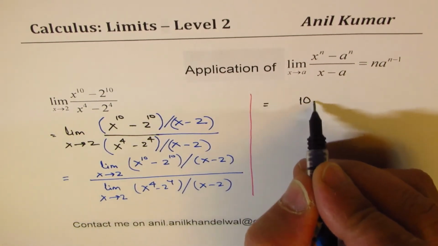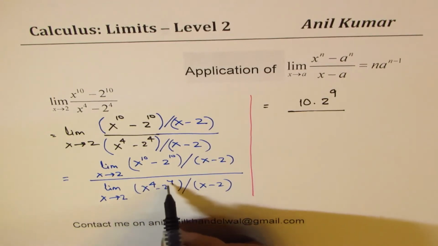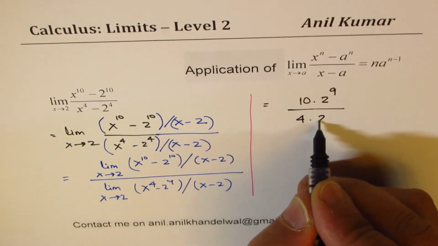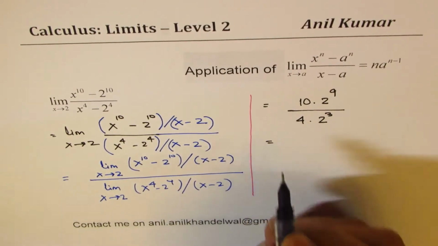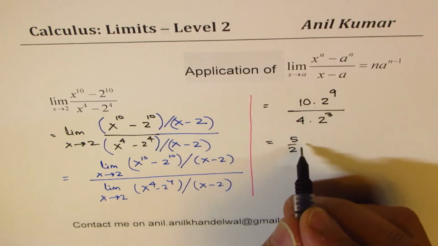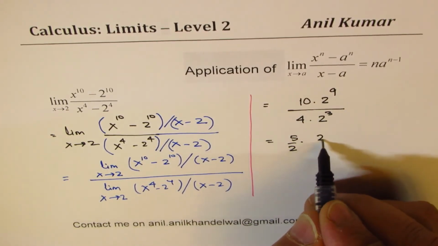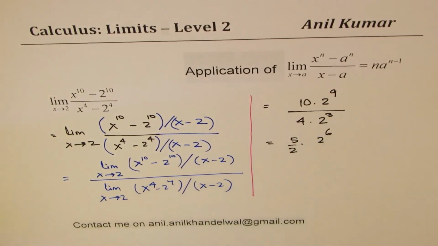10 times 2 to the power of 9, 1 less than 10. And for the denominator, it is 4 times 2 to the power of 1 less than 4, which is 2 cubed. So dividing by 2, we get 5 over 2 as the numbers, and 2 to the power of 9 minus 3, which is 6. So that becomes your answer.